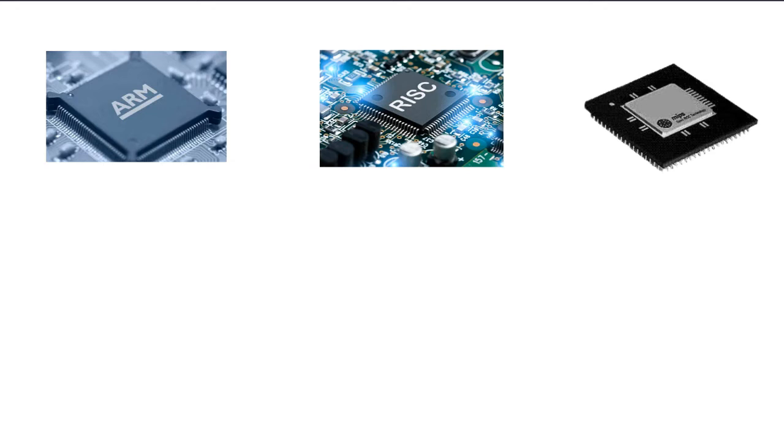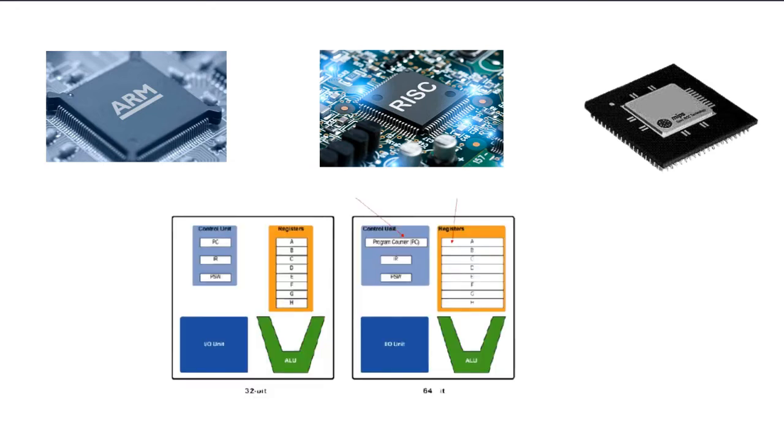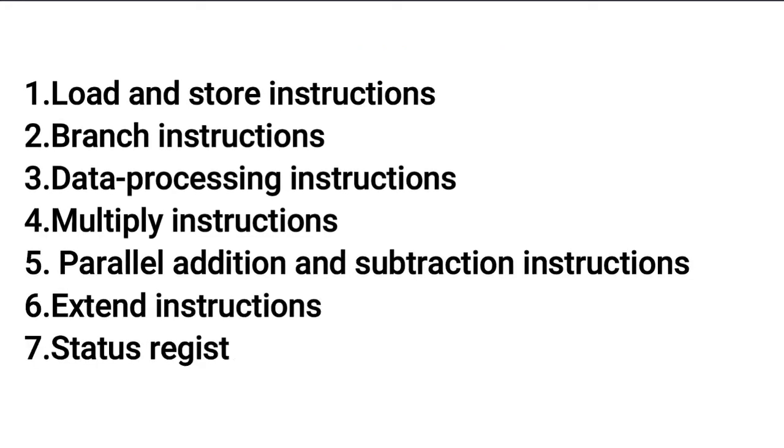ARM architecture provides a large collection of operation types. They have seven categories to list. First, load and store instructions. Second, branch instructions. Third, data processing instructions. Fourth, multiply instructions. Fifth, parallel addition and subtraction instructions. Sixth, extend instructions. And the last one is status register access instructions.